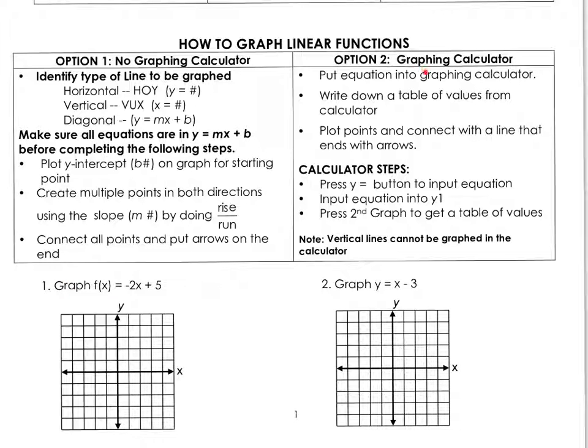Option 2 is to just use your graphing calculator by putting the equation into your graphing calculator, writing down a table of values from your calculator, and then plotting the points and connecting with a line that ends with arrows. That shows that it goes on forever. The calculator steps are to press y equals, to input the equation. The equation, again, must be in y equals. Input the equation into y1, press second graph to get a table of values, and notice that vertical lines cannot be graphed in the calculator because we don't have an x equals button, we only have the y equals.